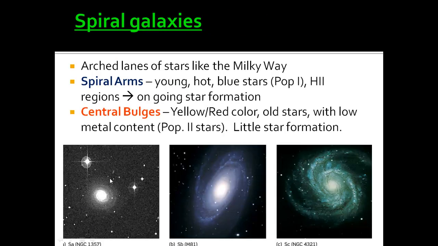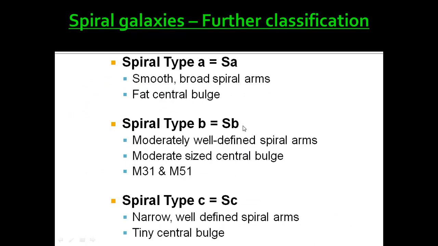Let's look at this on the lower left image. This is a type A. You can see that the central bulge is huge, and that the spiral arms aren't very distinct. That would be an SA. When you're working on the lab, you're going to be identifying galaxies, so this is how you want to start thinking about how to identify different types of galaxies. All right, let's look at the SB galaxy here in the center. So, spiral type B galaxies.